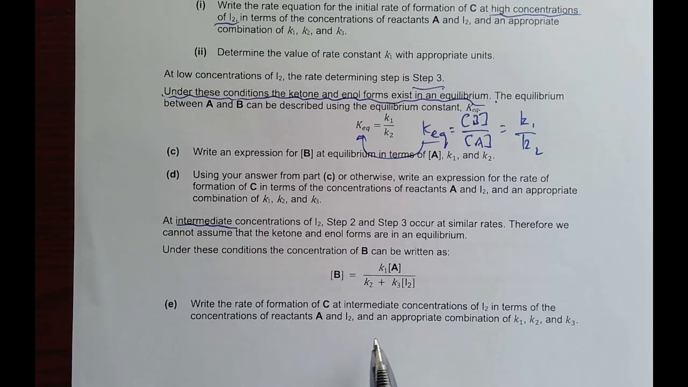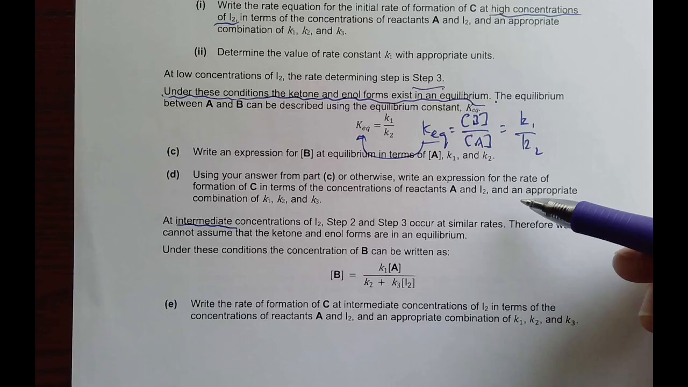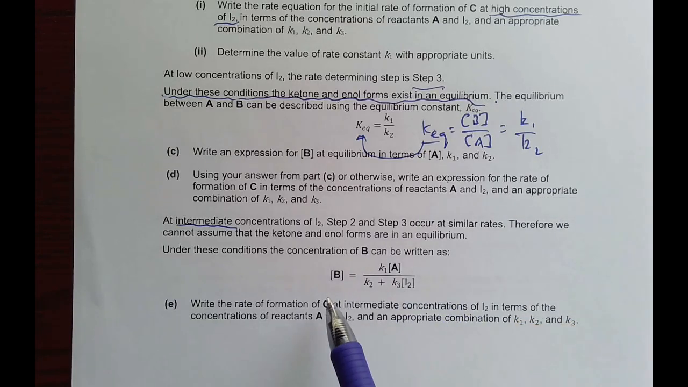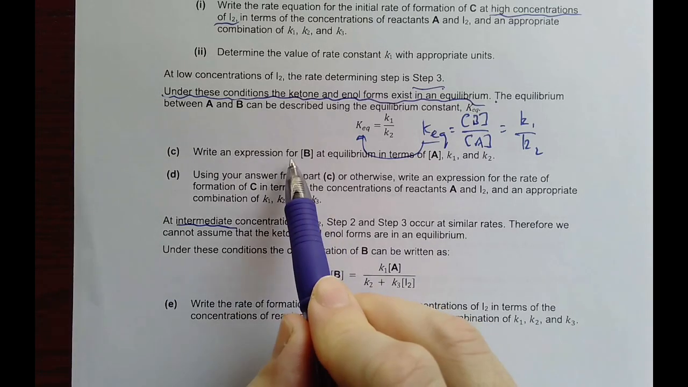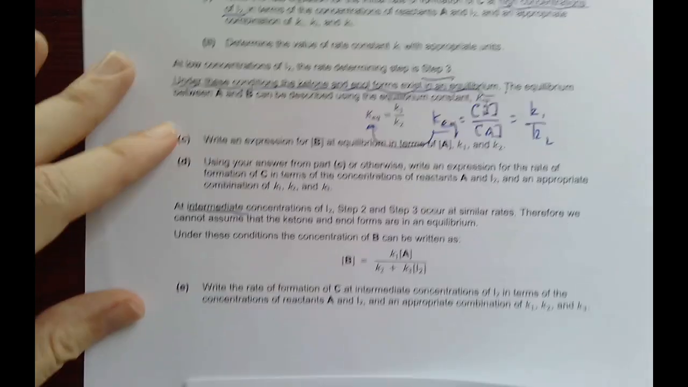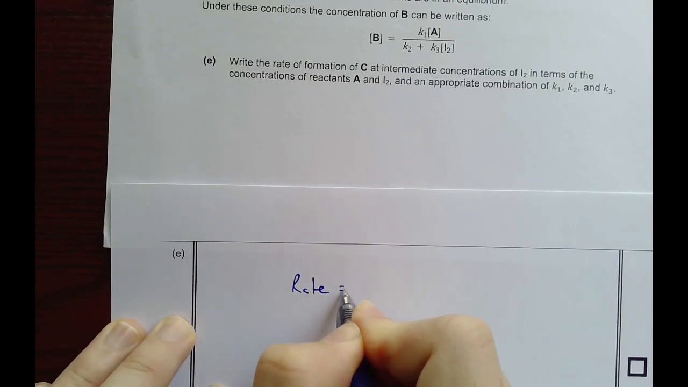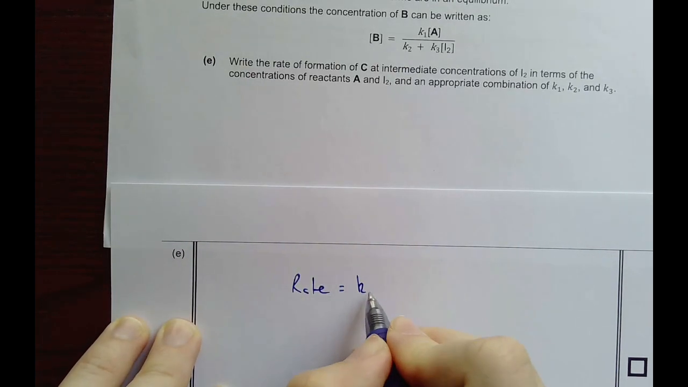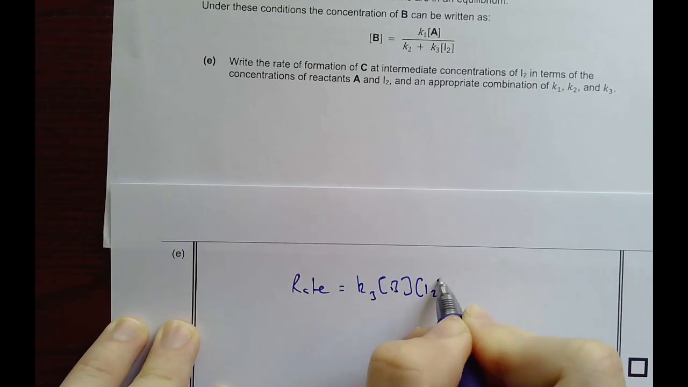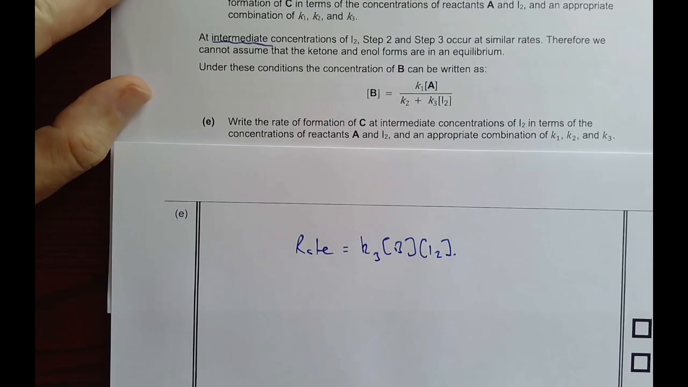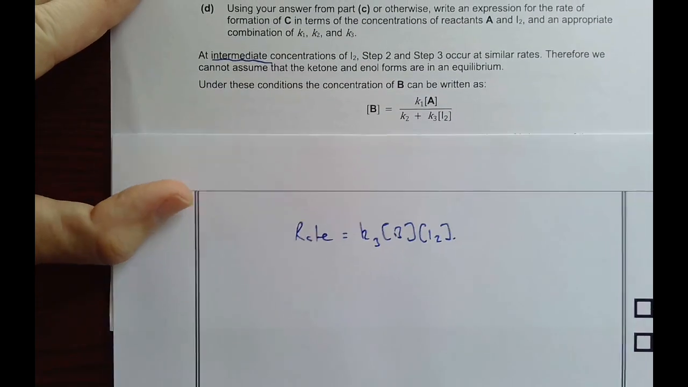Write the formation of C at intermediate concentrations of I2 in terms of the concentrations of A and I2. So this is the same as question D. However, we're now given this as our expression for the concentration of B rather than the one that we were using before that we'd worked out in part C. So we're going to say that our rate for the formation of C is K3 B I2, again, as we had before, but now we're going to put this value of concentration of B into here.